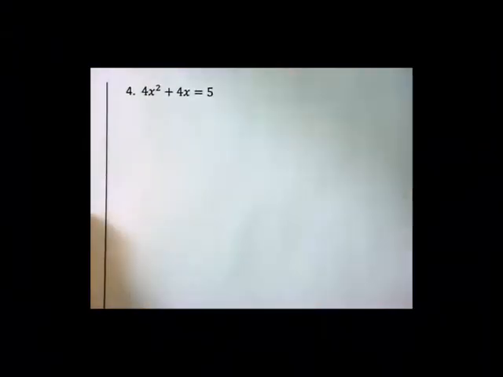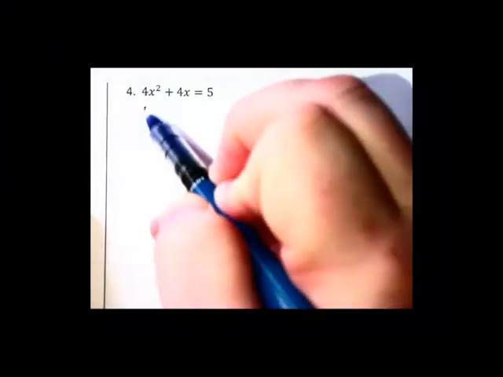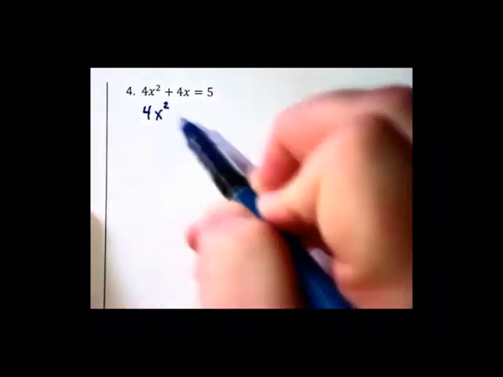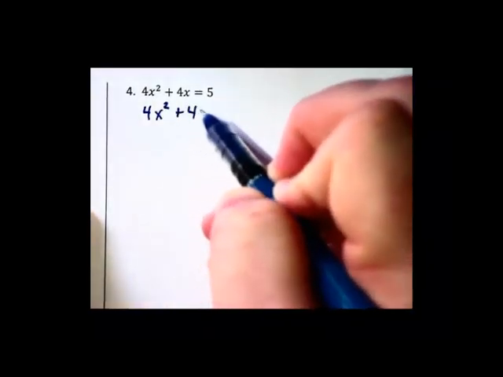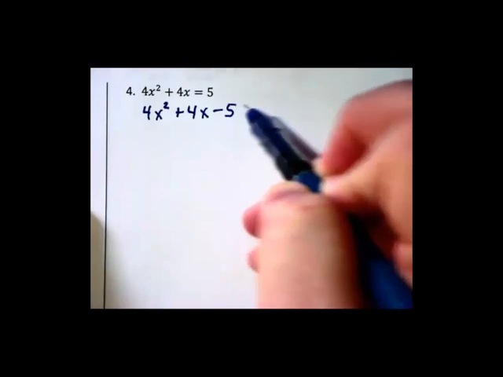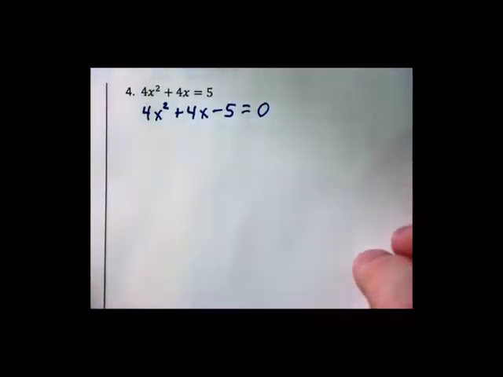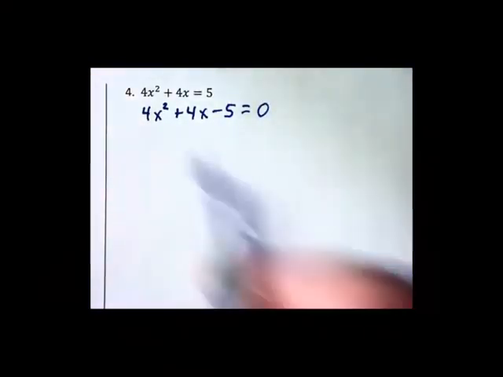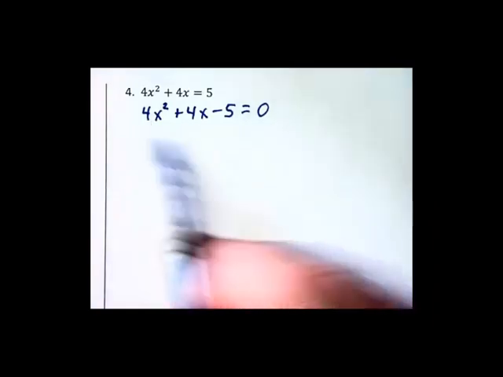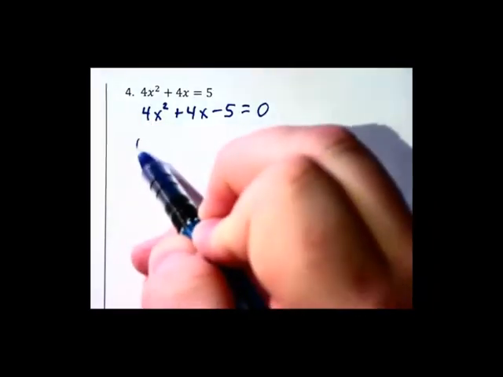to start by setting it equal to 0, subtracting the 5 on each side, so 4x squared plus 4x minus the 5 equals 0. It turns out it does not factor, and I don't want to mess with the leading coefficient and all that, so I'm going to go straight to the quadratic formula.